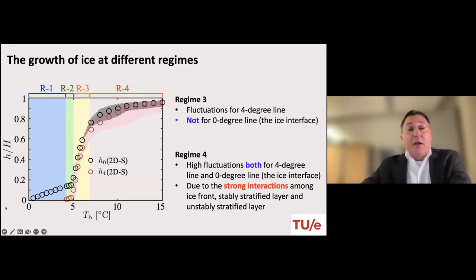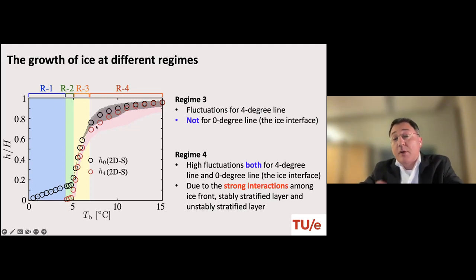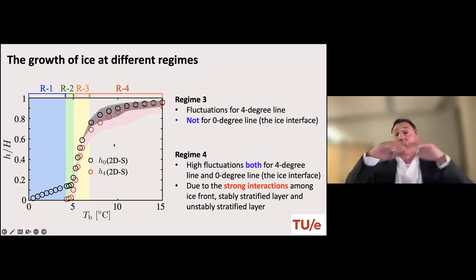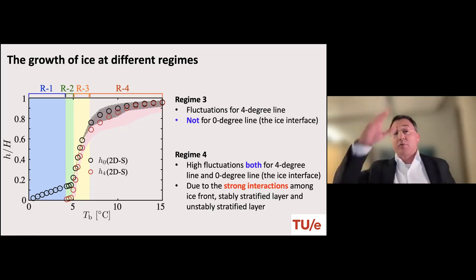Okay, yes, thanks a lot. So here you see indeed the growth of ice in the different regimes. And you can see that in some conditions, particularly larger bottom temperature, you have a band, not just a value, but a band, because these lines are not horizontal anymore, but fluctuate between a higher level and a lower level.